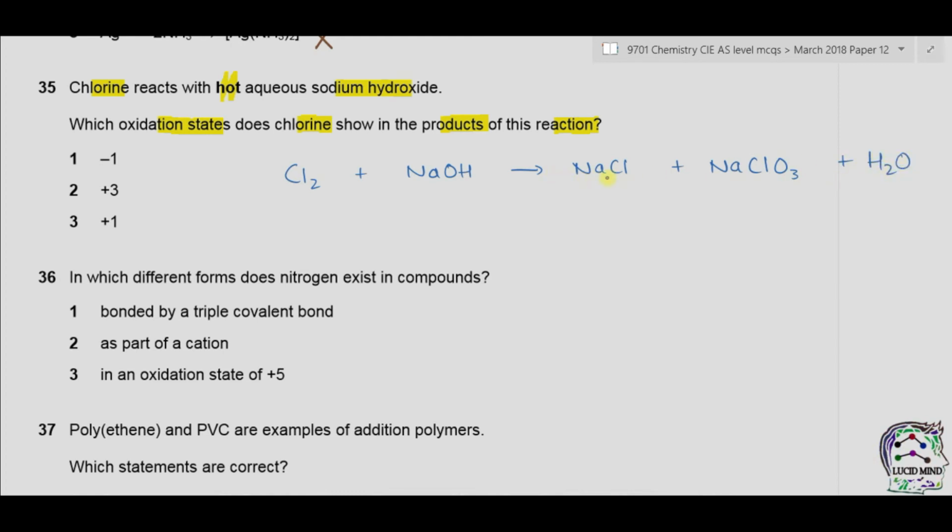Now let's find the oxidation state of chlorine in the products. We have NaCl, so the oxidation state is -1 for chlorine. For sodium it is +1. In NaClO3 we have 1 sodium which is +1, chlorine and 3 oxygens. Overall charge is 0. So Cl becomes +5. So we have -1 and +5. +5 is not given. As only option 1 is correct, the answer is D.